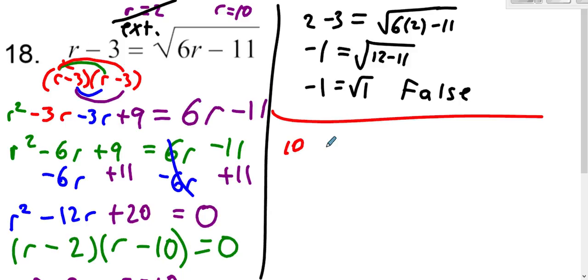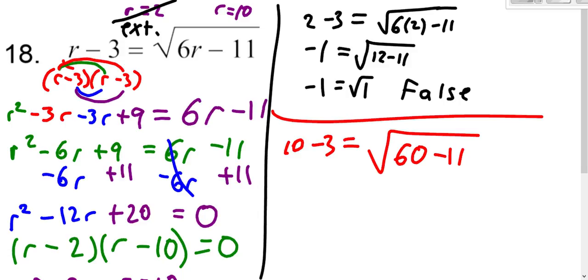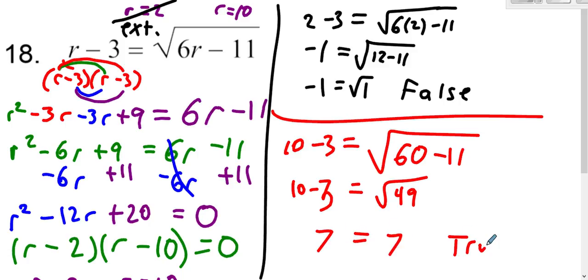10 minus 3. Six times 10 is 60 minus 11. So square root of 60 minus 11, that's 49. And square root of 49 is 7. 10 minus 3 is 7. That's true. So r equals 10 works.